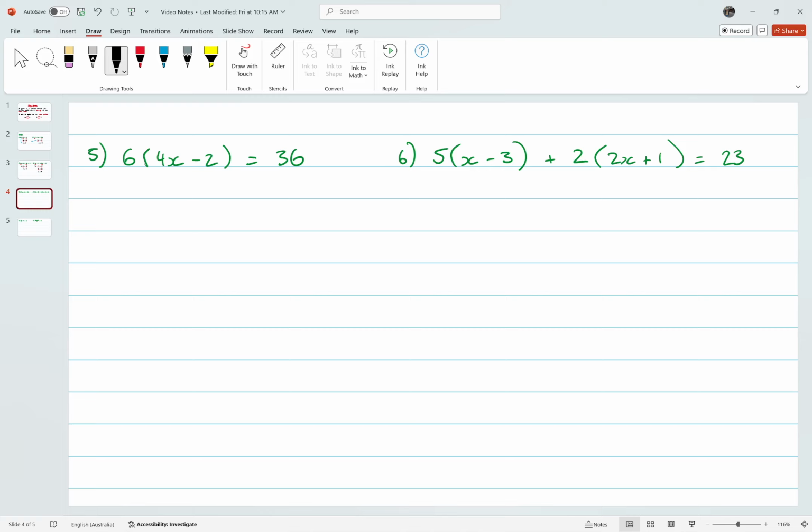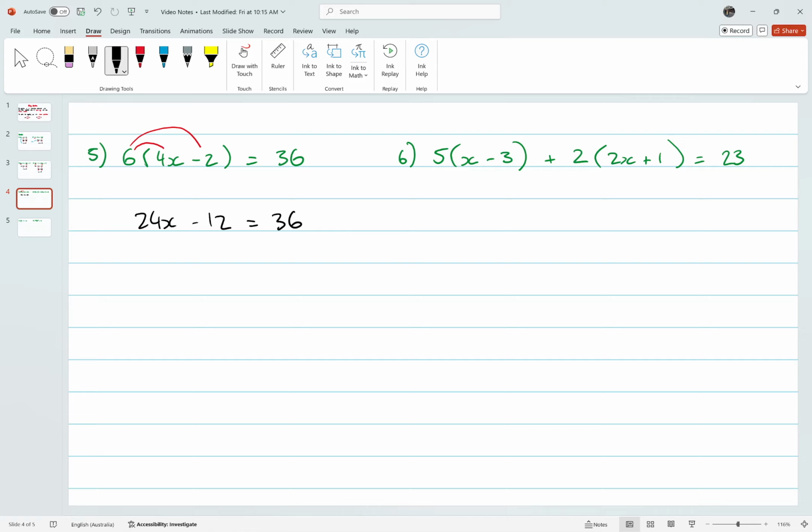Now, different type of equation. Here we have an equation with brackets. And if you remember how we expand brackets, we multiply the thing that's in front of the bracket by everything inside the bracket one at a time. So that's what we're going to do first with these kinds of equations. I'm going to expand the brackets by doing 6 times 4x, which equals 24x, and 6 times negative 2, which equals negative 12. And that equals 36. So I haven't done anything crazy yet. All I've really done so far is just expand the brackets.